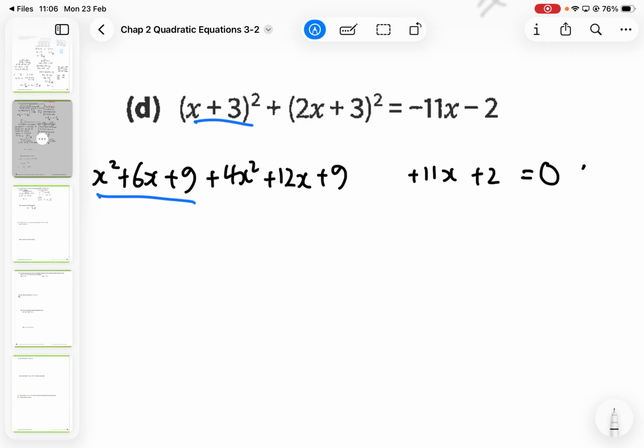Then I want to simplify the left hand side. x squared plus 4x squared all together 5x squared. Plus 6x, plus another 12x, so 18x. 18x plus 11x, 29x. Then the numbers, 9 plus 9 plus 2, 20.